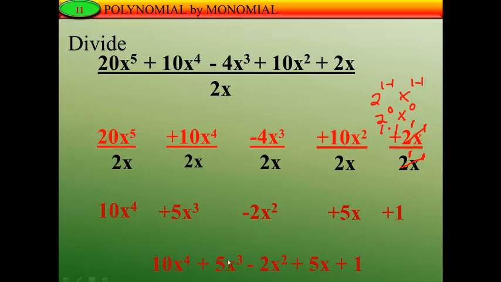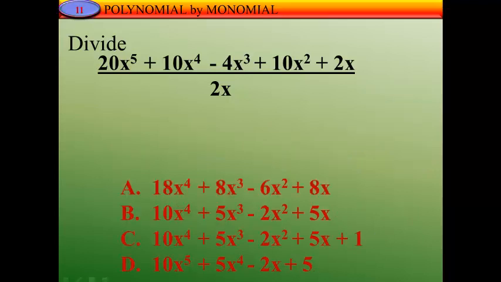10x⁴ plus 5x cubed minus 2x squared plus 5x plus 1. I hope you chose letter C and not letter B. B is the common mistake, so please don't choose letter B. The correct answer is letter C.